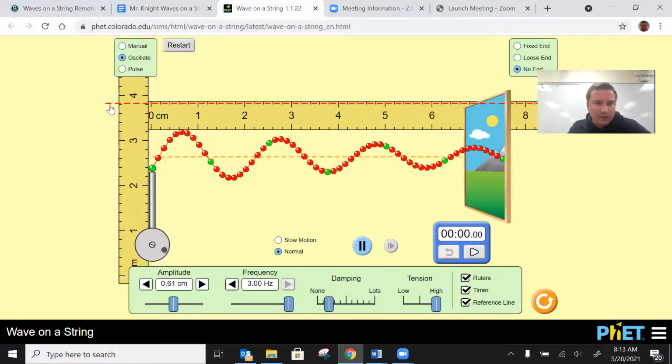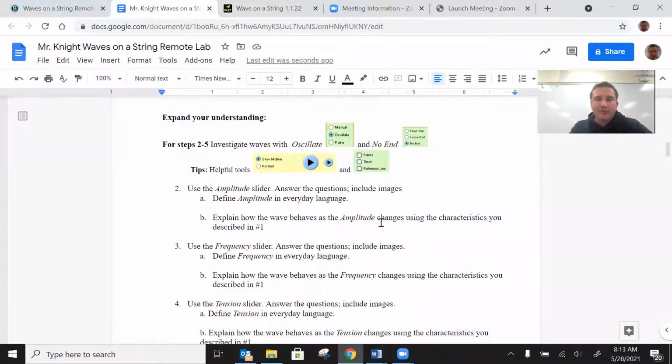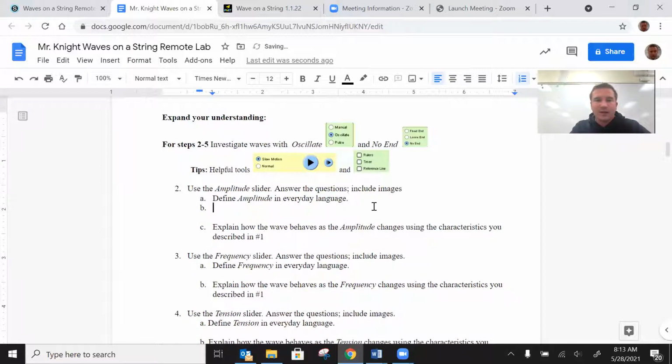Can I move the reference line? I can move the reference line. All right, cool. Use the amplitude slider. All right, answer the questions, include images. So we want to put in some screenshots here. Define amplitude in everyday language. So what does amplitude mean, right?